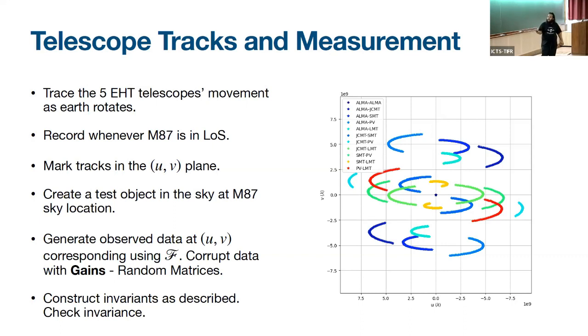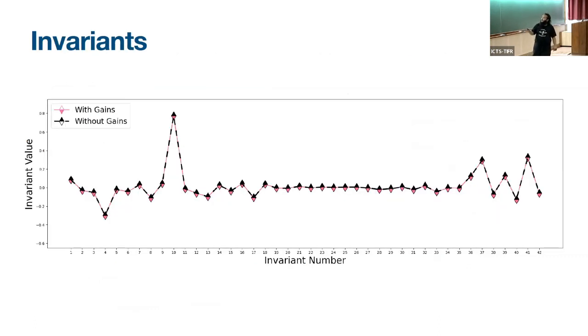And then we create a test object in the sky at M87 with some model parameters. It's a very simple object right now because this is a very preliminary stage of work. And then we generate data at the corresponding UV sites using the Fourier transforms. And we corrupt this data with the gains, which are random matrices. And then we construct invariants as described. So this is how the invariants look.